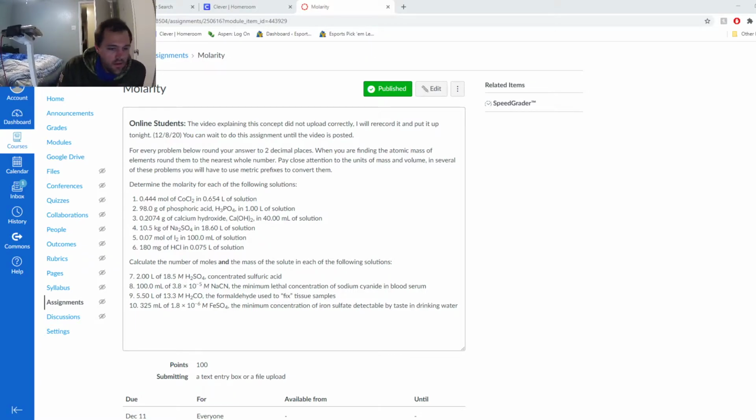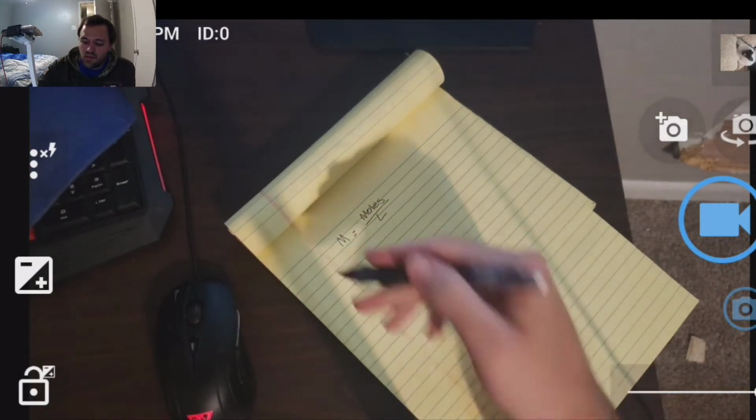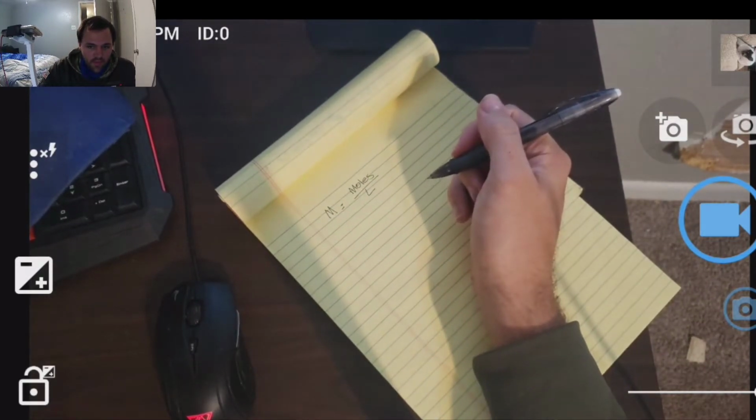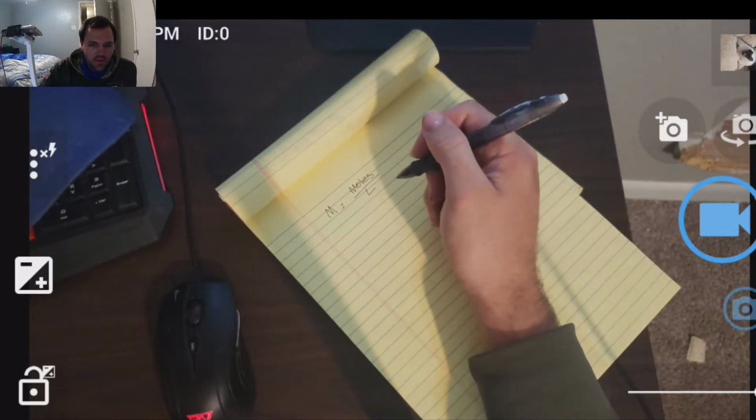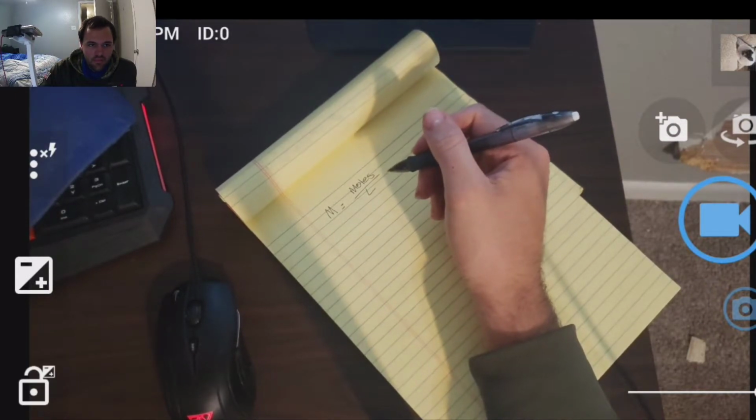Okay? So here, let me show you my paper. Anytime you see this big capital M, what that means is it's telling you concentration. It's telling you how many moles are in 1 liter of that solution.